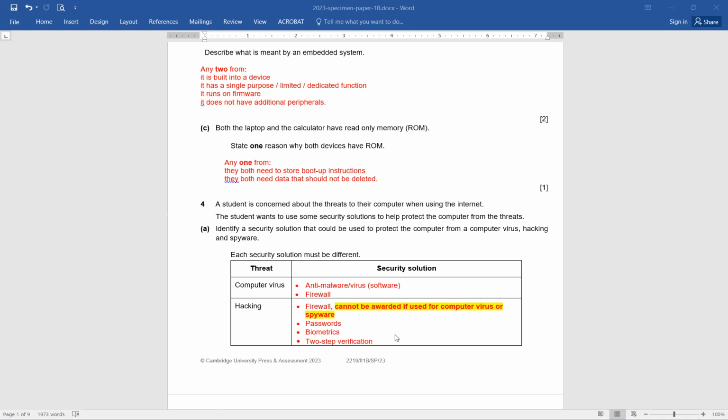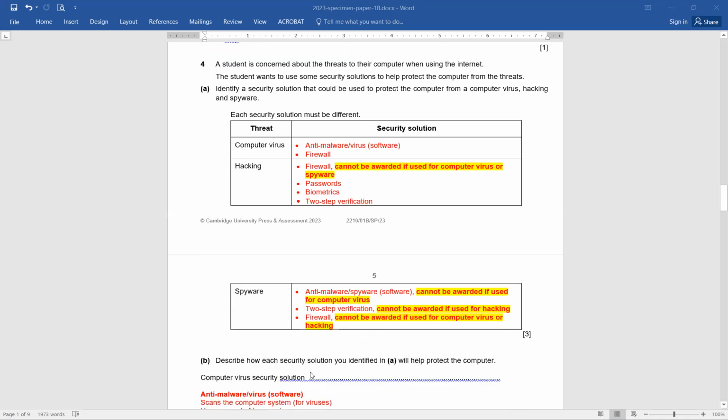For hacking, how can you protect yourself? Firewall, in case you have not written it as the first answer. Passwords, biometrics, and two-step verification. For part number 3, spyware, you can use anti-malware or spyware software. Again, it cannot be awarded if used for computer virus. Two-step verification cannot be awarded if used for hacking. Firewall cannot be awarded if used for computer virus or hacking.